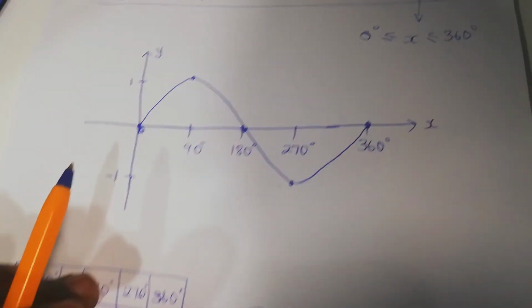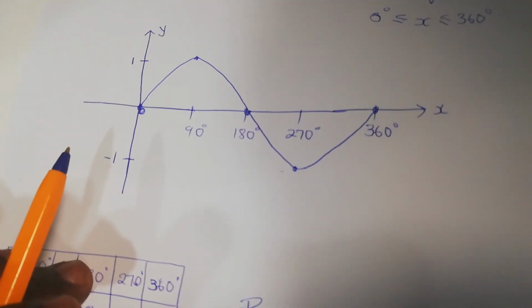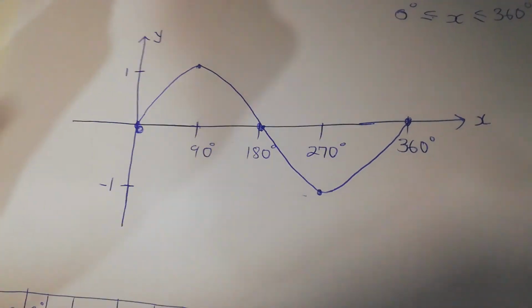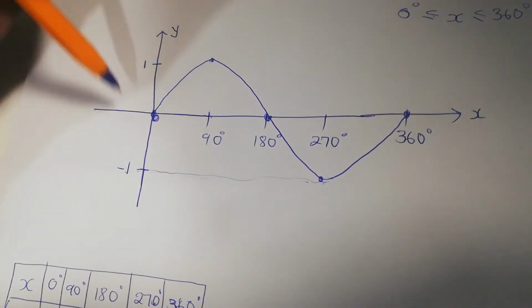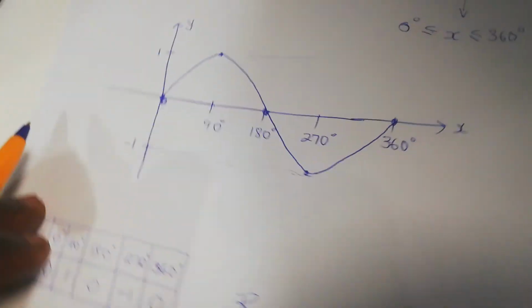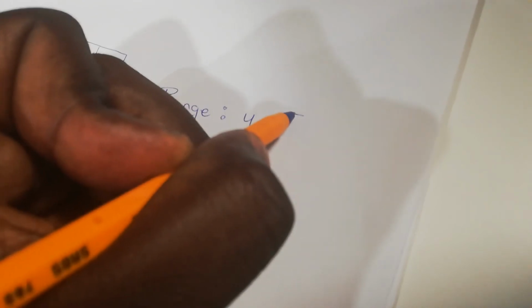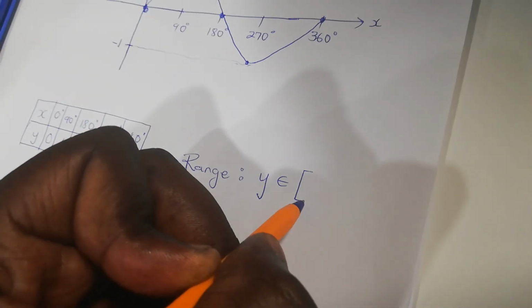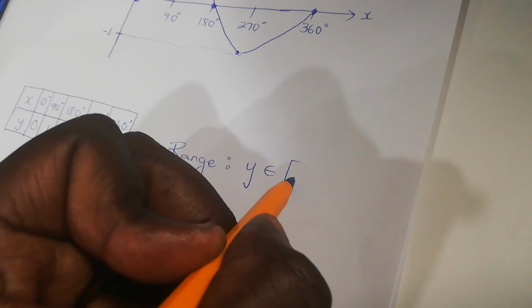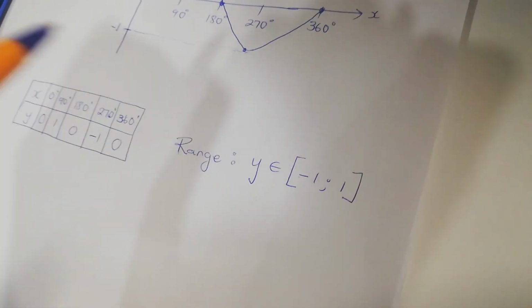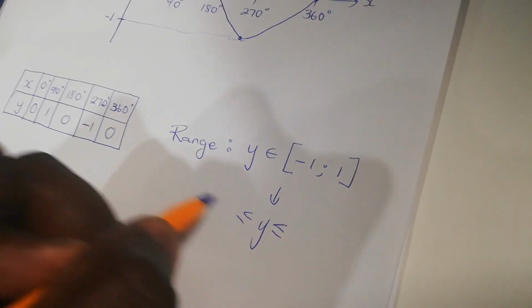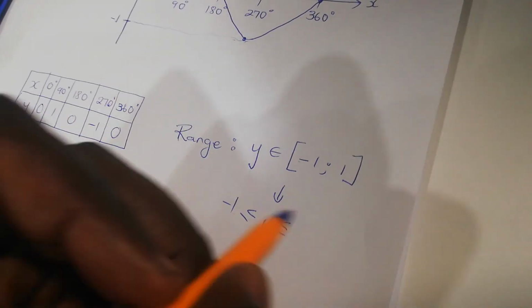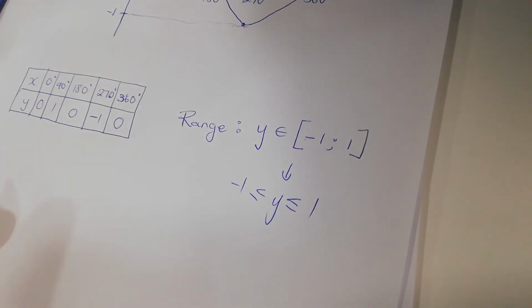Now if they ask you about the range of the graph, the range refers to the y values. The lowest point for y is -1, and the highest point for y is +1. So the range could be y is an element of, then you use the square brackets because the +1 and the -1 are both included, so -1 right through to +1. Alternatively you can say y is between -1 and +1. So that is your range.